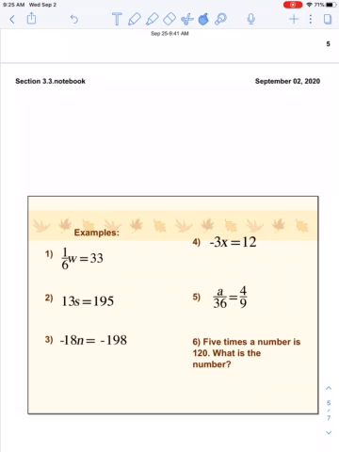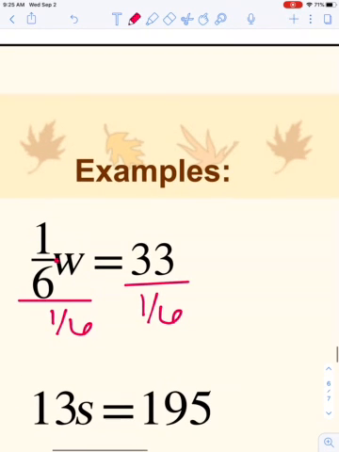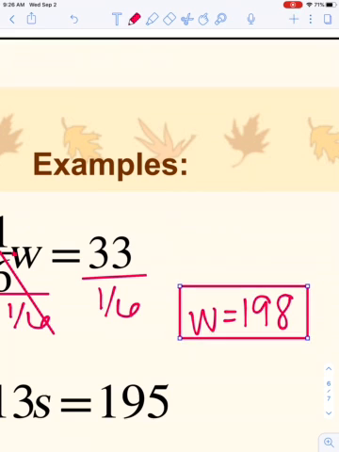All right, I'm going to do a couple of these with you and let you do the rest of them on your own. So number 1, what's your variable? W. What's happening to W? It's being multiplied by 1/6. What's the opposite of multiplying by 1/6? Dividing by 1/6. So you just divide both sides by 1/6. On the left, it cancels because 1/6 over 1/6 is 1. W equals, then 33 divided by 1/6 is 198. And you're done.